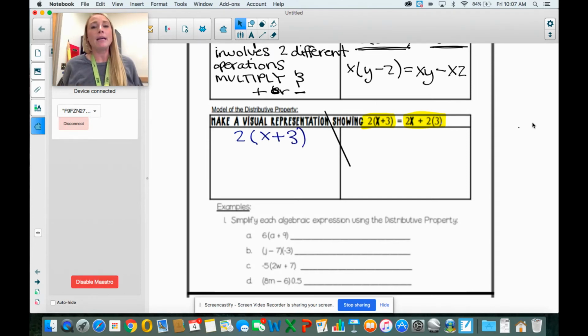Okay, so I have 2 parentheses x plus 3. Okay, now I can think of this a couple different ways. Okay, now in that parentheses, I have x plus 3. Okay, so that's one group that I'm going to have 2 of. Okay, so let's represent this right here first. Okay, so how many x's do I have? Hopefully you said 1 because there's an understood 1 there. Okay, so I have 1x.